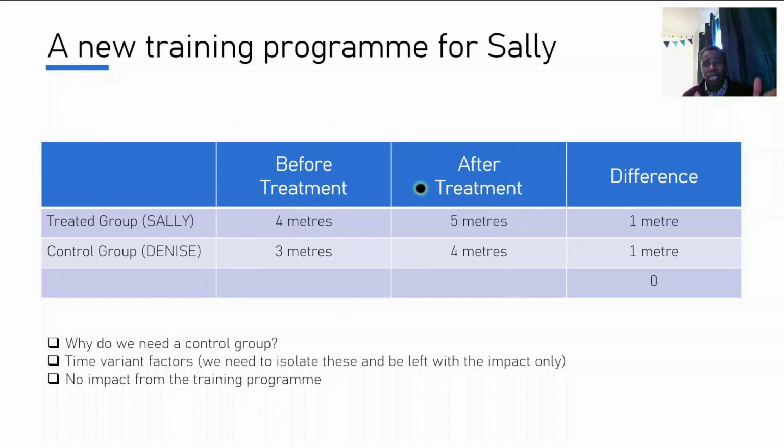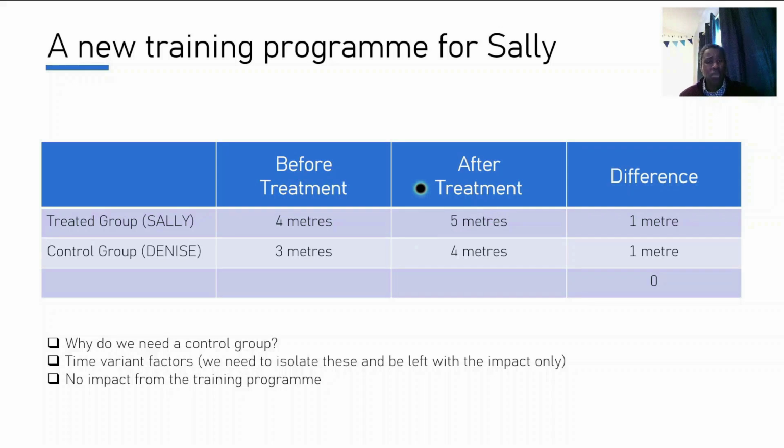And during that midterm break, Sally's going to have 1 week of training with an Olympic athlete, and the other one, Denise, is not. Denise is called the control group or the control person. Sally is called the treated person. This is the person who's going to have the intervention.